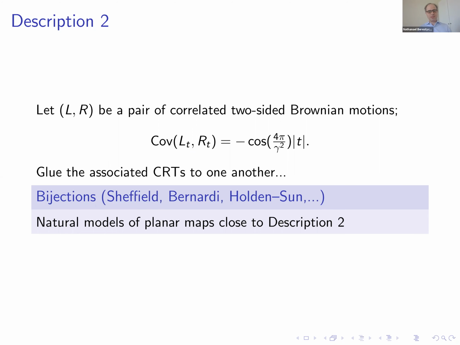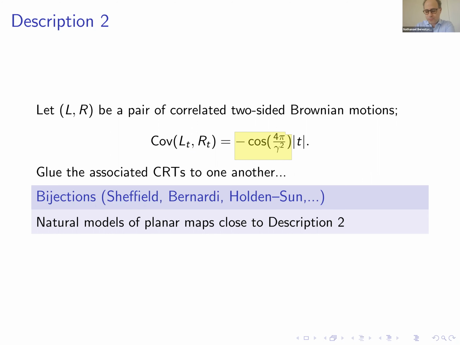This is the description which sometimes allows you to relate rigorously this mated-CRT planar map to more natural models of planar maps. And the way this description works, in two words, is by taking a pair of correlated Brownian motions. So you just take L and R, a pair of correlated two-sided infinite Brownian motions, where the correlation coefficient is given by this strange quantity, minus cosine of 4 pi over gamma squared. I know it's a weird number, but that's the way it is.